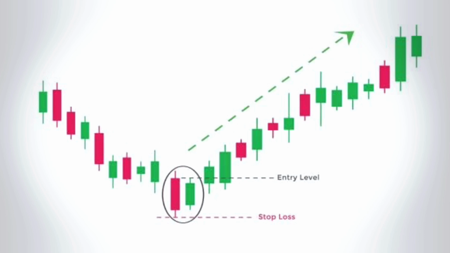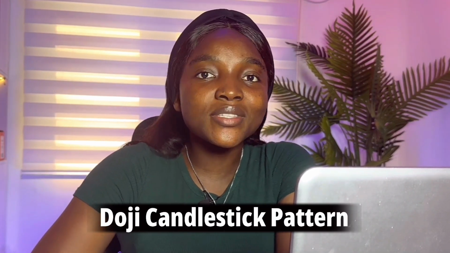And you can set your take profit at a nearby resistance level or recent swing high where price could encounter resistance. And of course, remember to confirm the signal you get from your candlestick patterns. The next candlestick on our list is the Doji candlestick pattern.